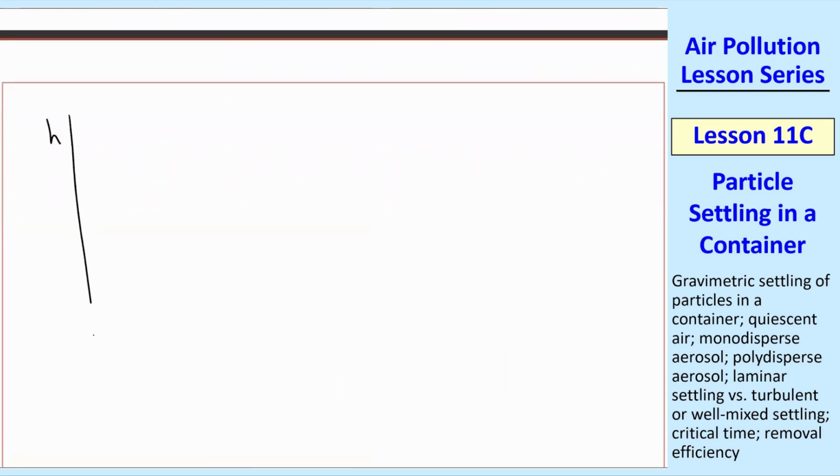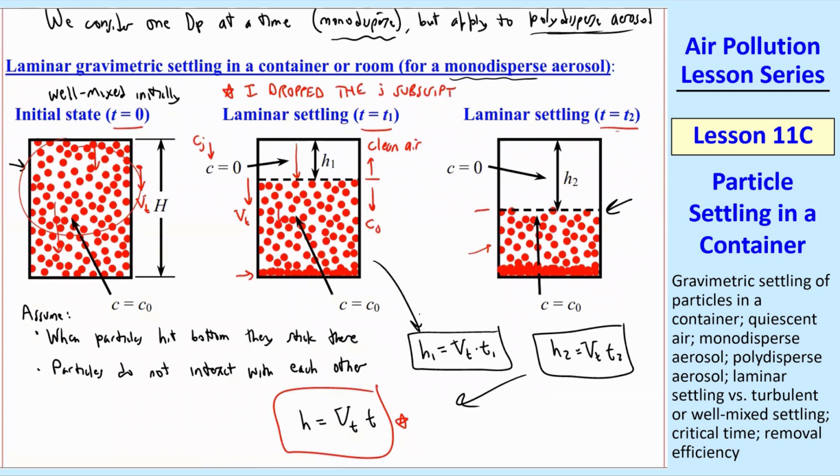Now I can plot h as a function of time. Remember, h is the height from the top of the container.